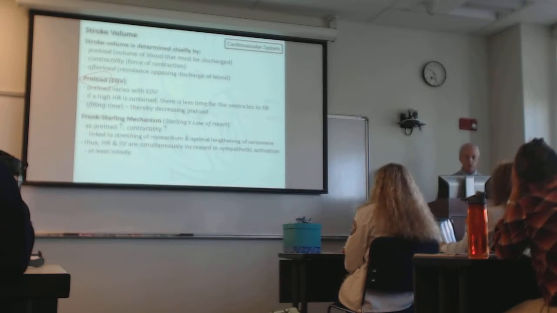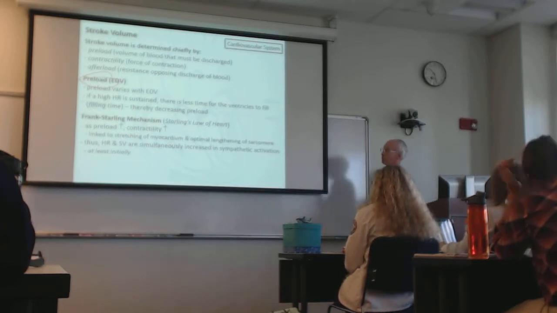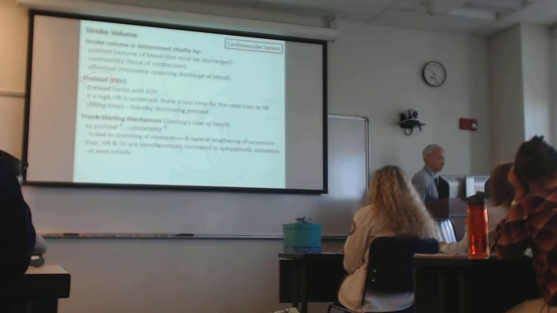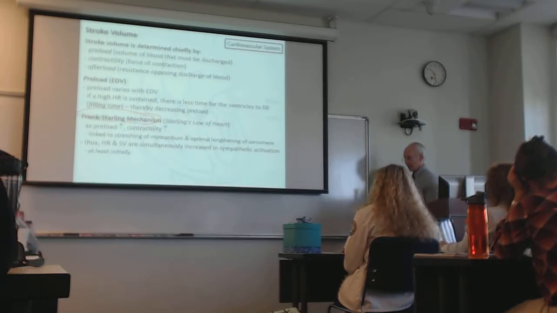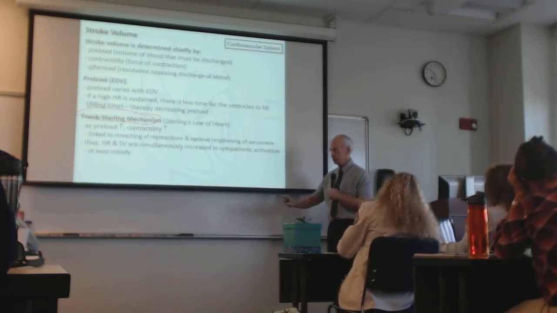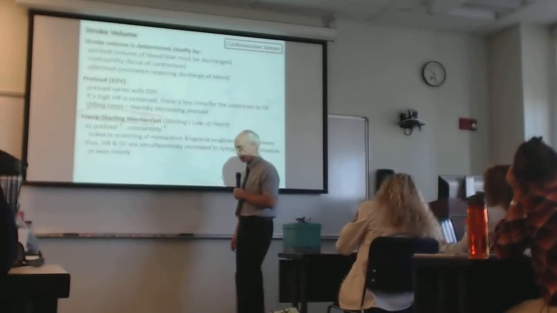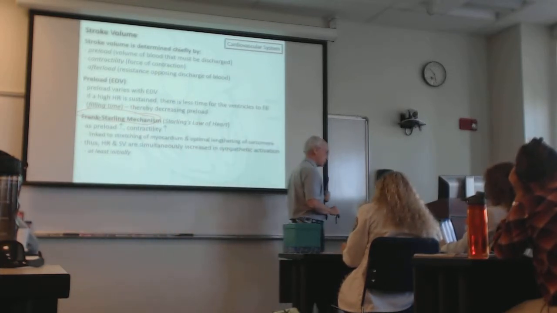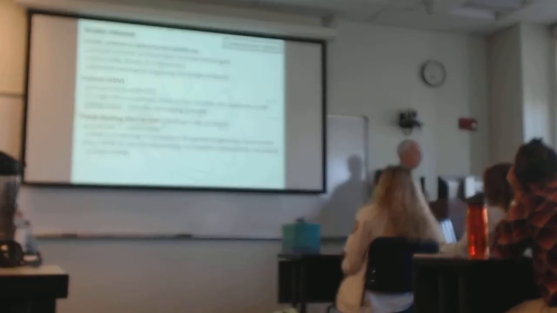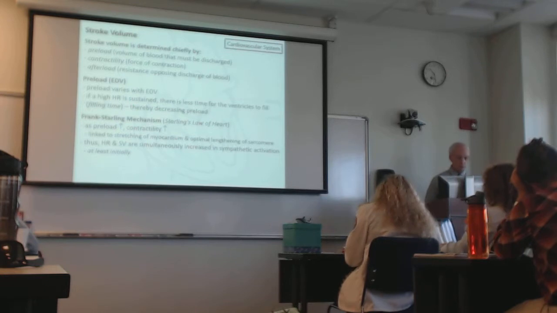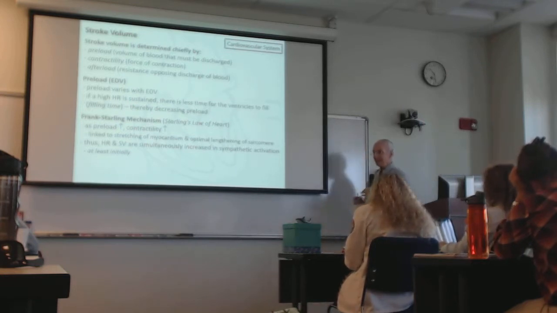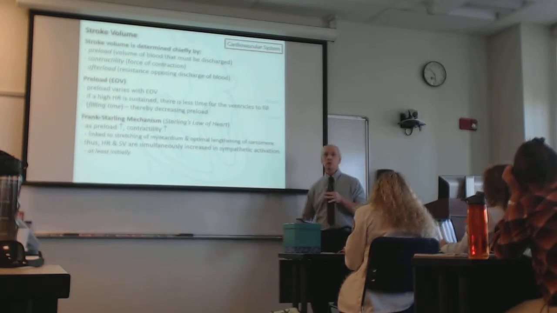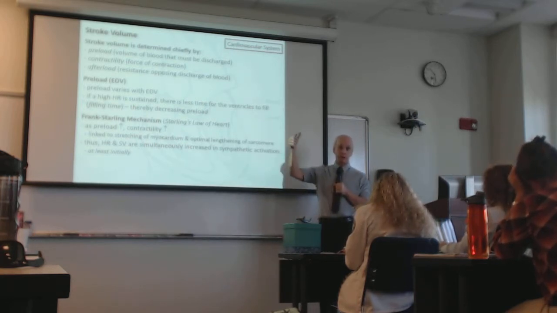And so preload is going to be directly related to, or a function of, the volume of blood in the ventricle. Now, according to the Frank-Starling mechanism, the heart intrinsically, no assistance from the endocrine system, no assistance from the autonomic nervous system, has the ability to regulate the force of contraction based upon the preload. And according to Starling's law of the heart, as EDV increases, the force of contraction or contractility increases.